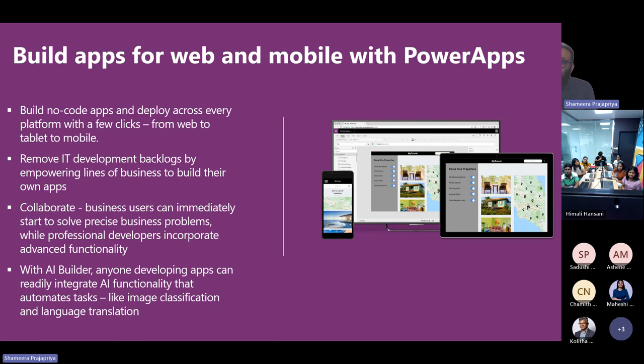If you educate the finance team properly, they can start building the application. Then pro developers can come in and include extra functions, like integrating it with the existing ERP. That is how we save time and money. With AI Builder, anyone developing apps can readily integrate AI functions that automate tasks like image classification and language translation. There are so many things you can do.